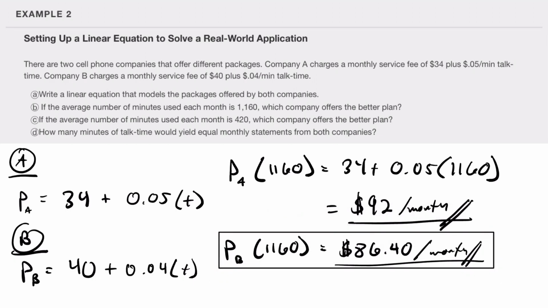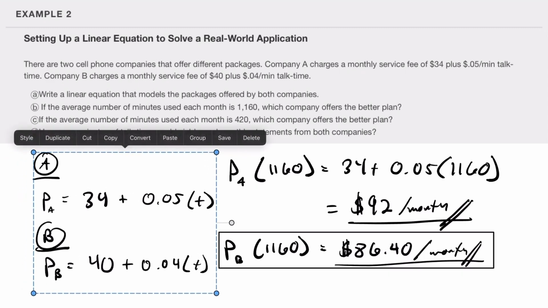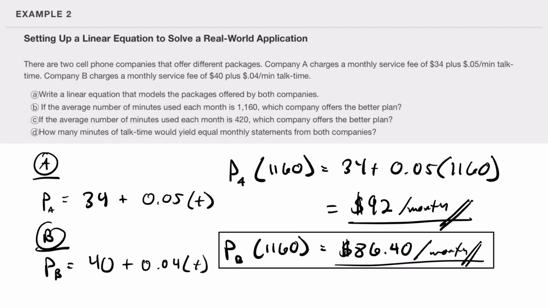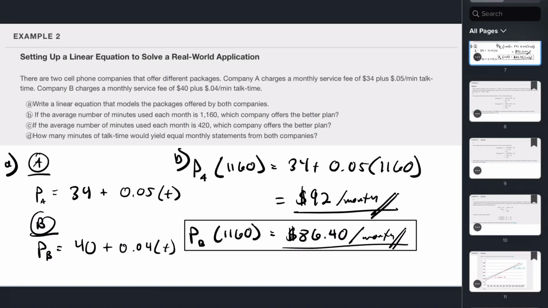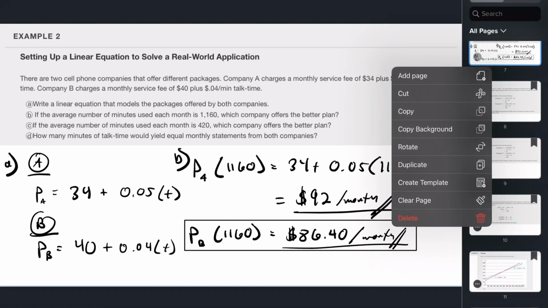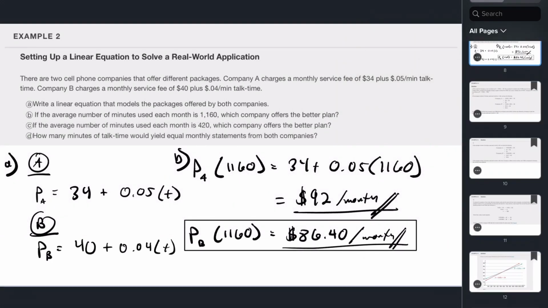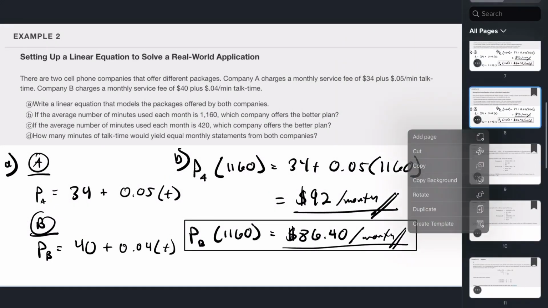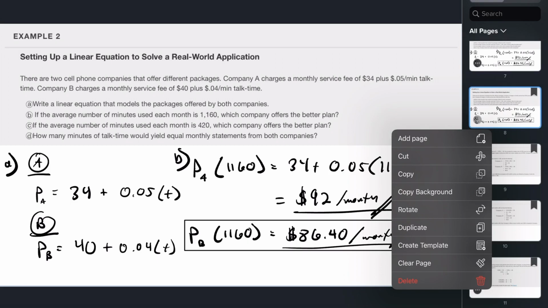Okay. Kind of running out of space. Let me see. So this was part A, this was part B, and let me give myself some space. I want to duplicate this, duplicate, and clear. Okay.